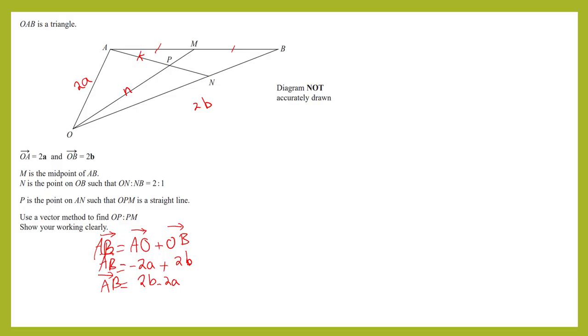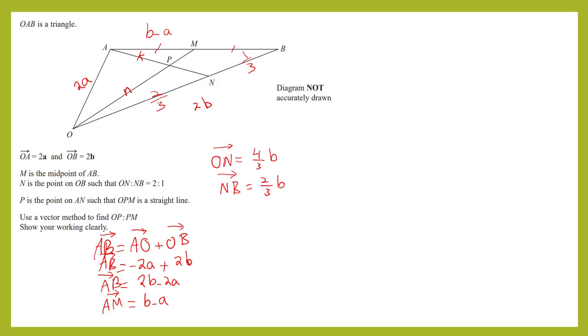Let's find then AM. AM is the midpoint, so it will be half of this. It will be b minus a. So now we have this one as b minus a. And here OB is divided into the ratio 2 to 1. So this one is 2/3 of OB and this one is 1/3. So ON can be found by 2/3 of 2b, which will be 4 over 3 b. And NB is 2/3 of b.